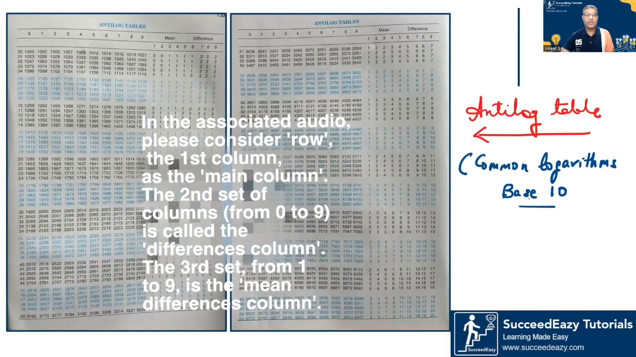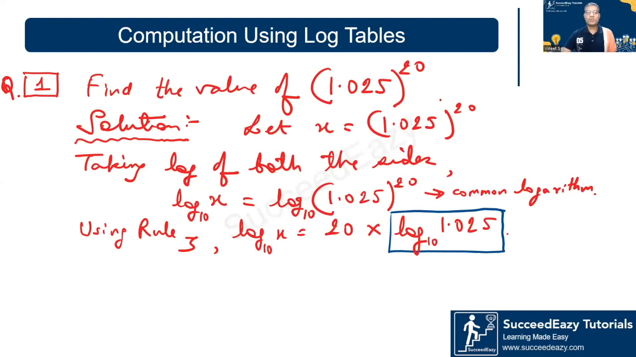The anti-log table looks like this. It starts with the 0.00 row and goes up to 0.99 over here. The columns remain the same as the log table, 0 to 9, and the mean difference table also remains the same, from 1 to 9. Now let's do computation using log tables.